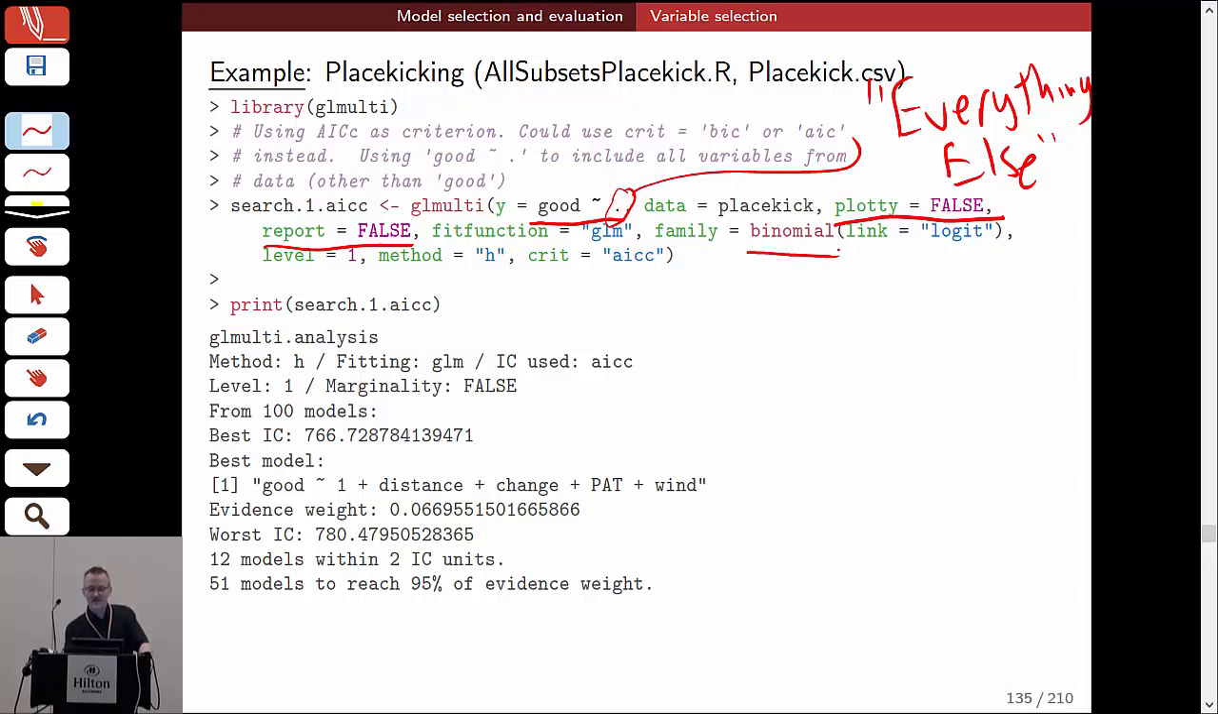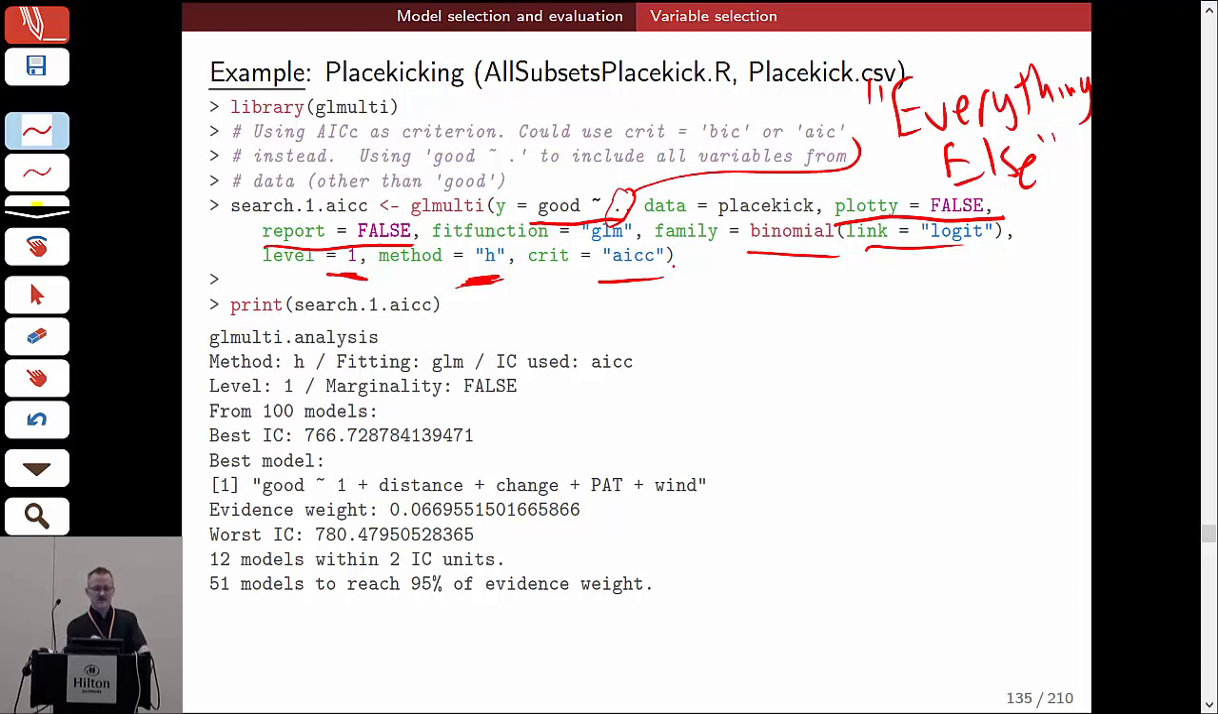I'm telling it family equal binomial, link equals logit, because we're fitting a logistic regression model. I'm only asking for main effects. I'm not asking for interactions. We're going to do an exhaustive search, and for no real reason, I've chosen AICC. I could have chosen BIC. I could have chosen AIC. I don't want this to become one of those Fisher things where he said, well, 1 in 20 seems reasonable, and now the whole world is stuck on 0.05. I chose AICC for no particular reason.